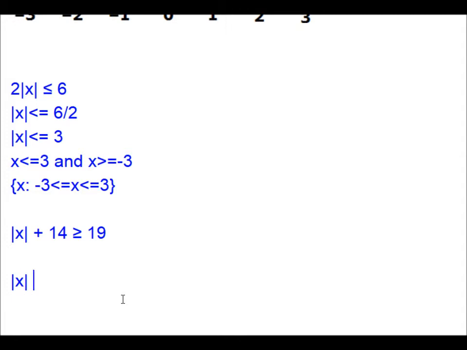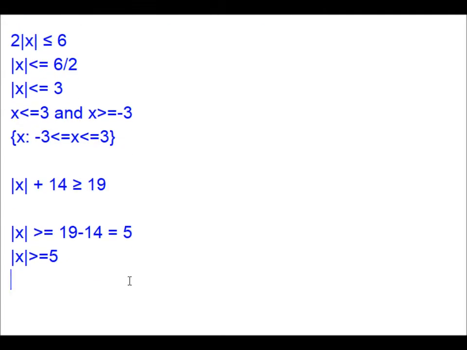Mod of x is, we'll take 14 to the other side. This is +14, so it will become -14. So x is greater than or equal to 19 minus 14, which is 5. Mod of x is greater than or equal to 5.